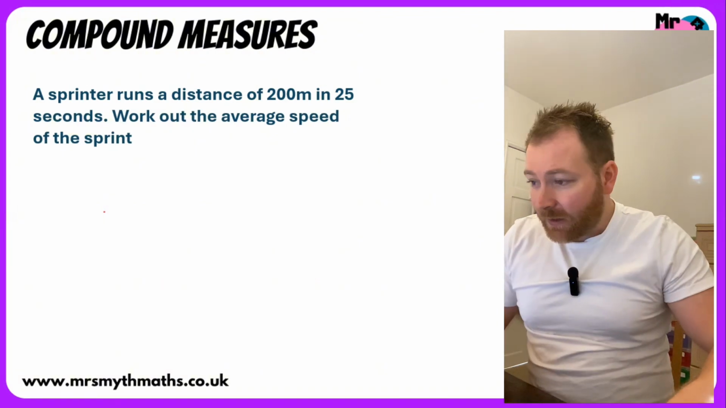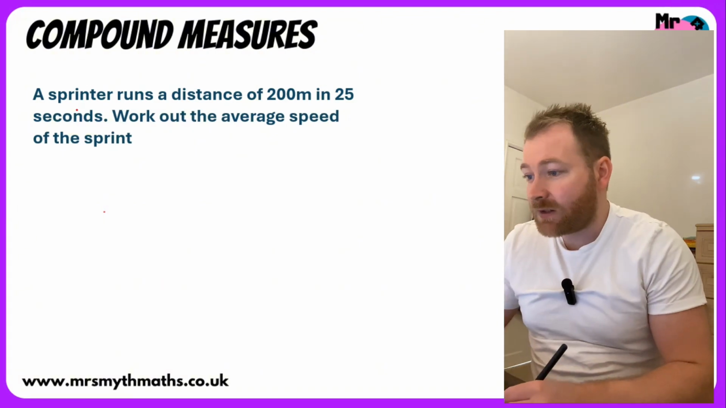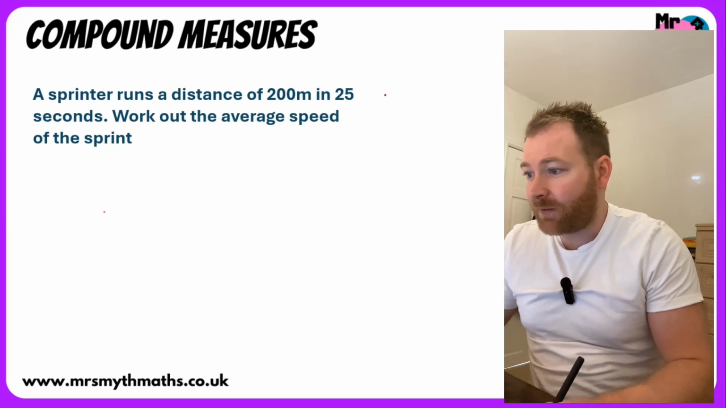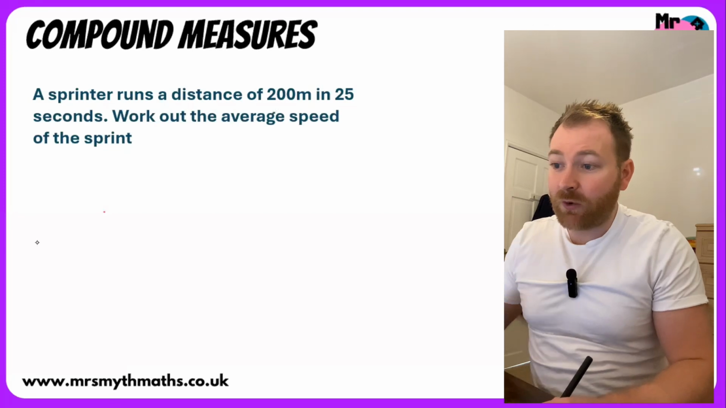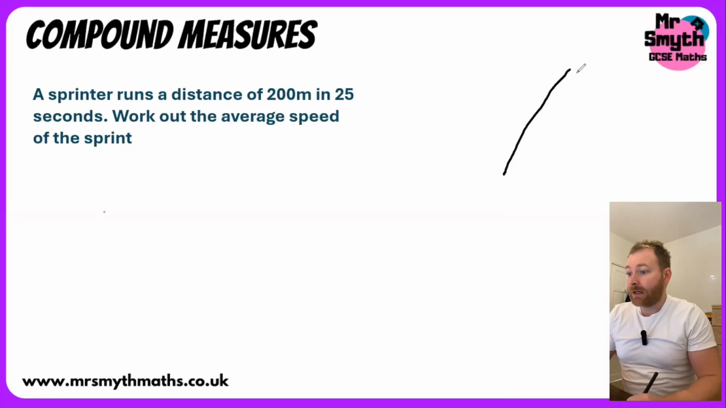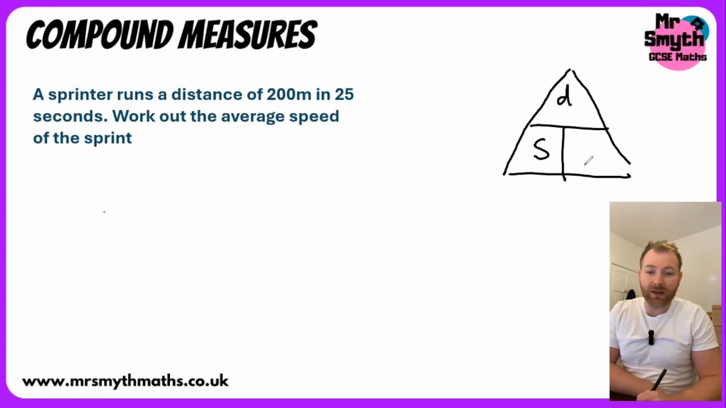So into this then, the first question says, a sprinter runs a distance of 200 meters in 25 seconds. Work out the average speed of the sprinter. You might have seen these before, especially in physics, in science. You would have seen these triangles. So there are triangle formulas. We're calculating speed, so speed goes here, distance goes along the top, and underneath goes time.